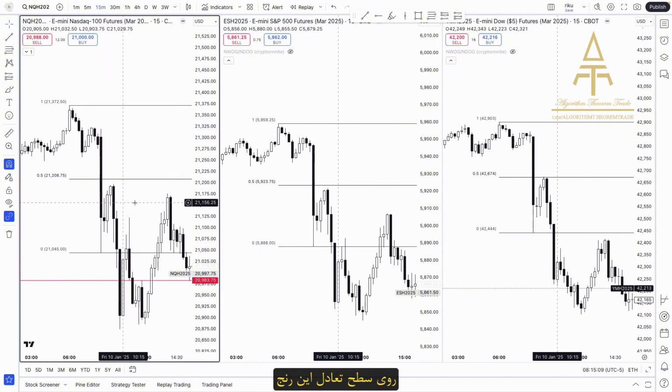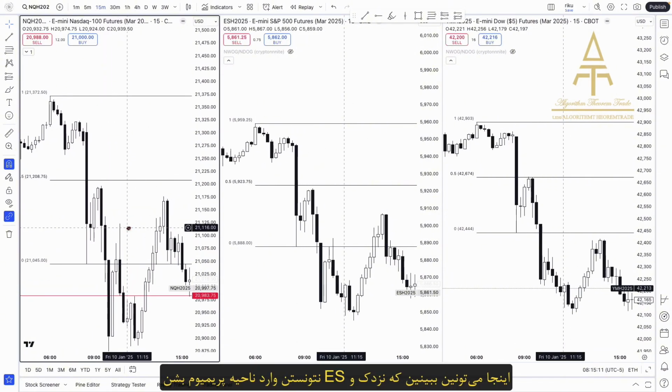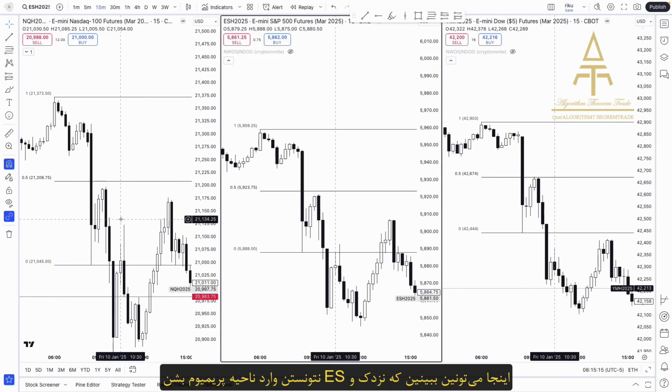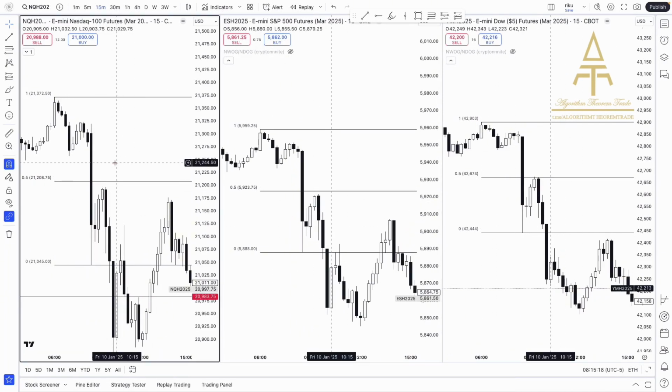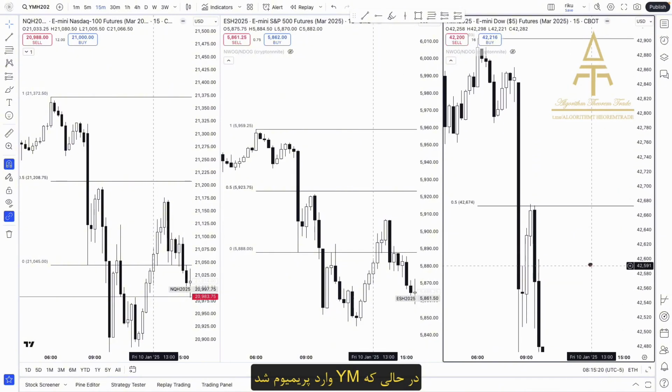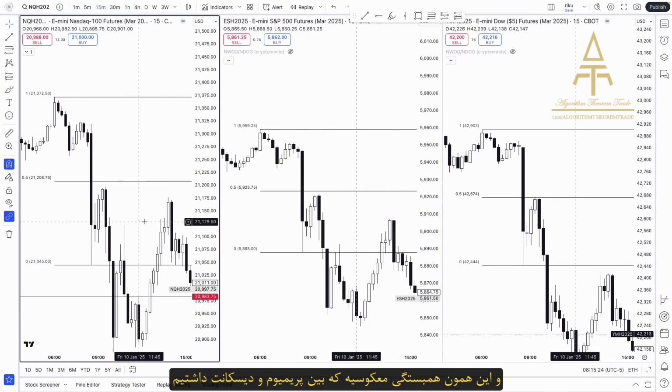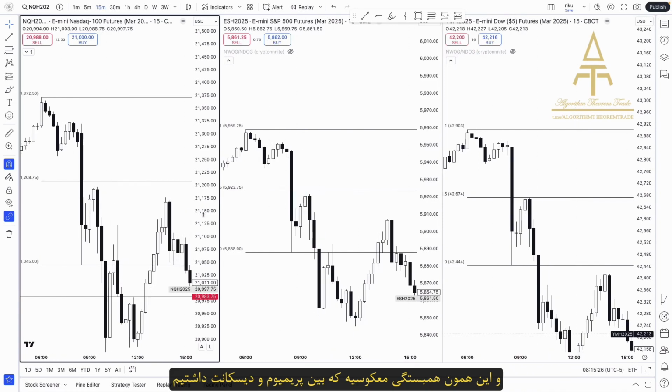of this range. So here you can see that NQ and ES are both failing to trade into premium, whereas YM traded into premium. Okay, and this is that cracking correlation between premium and discount.